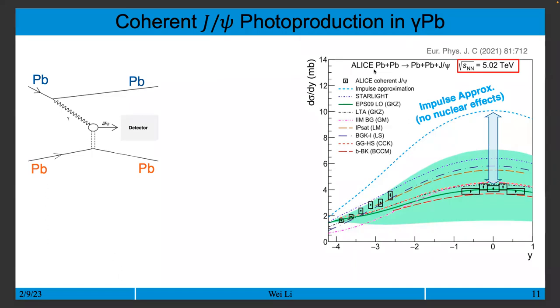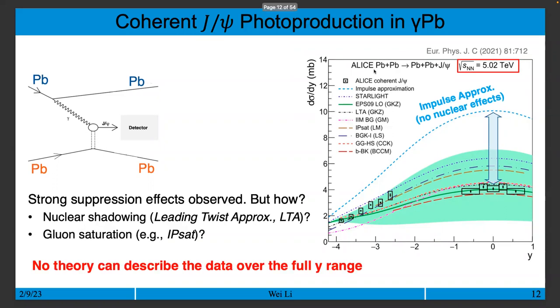The first thing you will see is that this curve here is the so-called impulse approximation. This is the free nucleon expectation when you don't have any nucleus effect. And you do immediately see that there's a significant suppression of the data relative to the impulse approximation. There's definitely a strong nucleus effect that suppresses the observed cross section. The question is how? What's the mechanism?